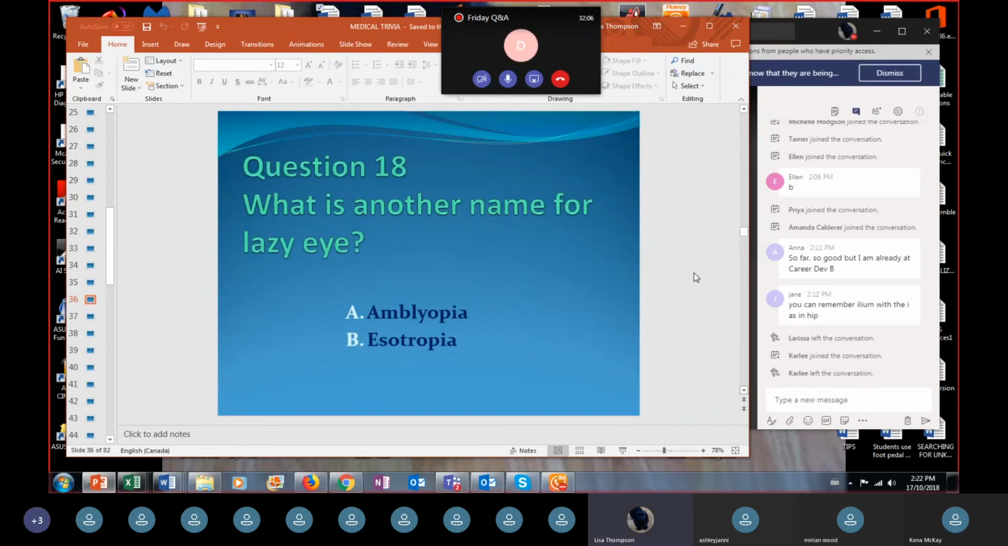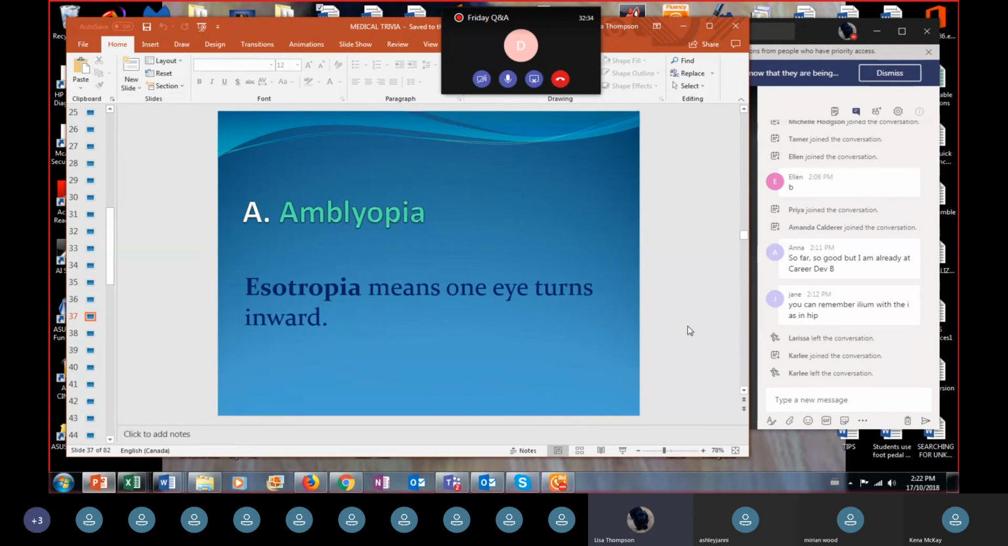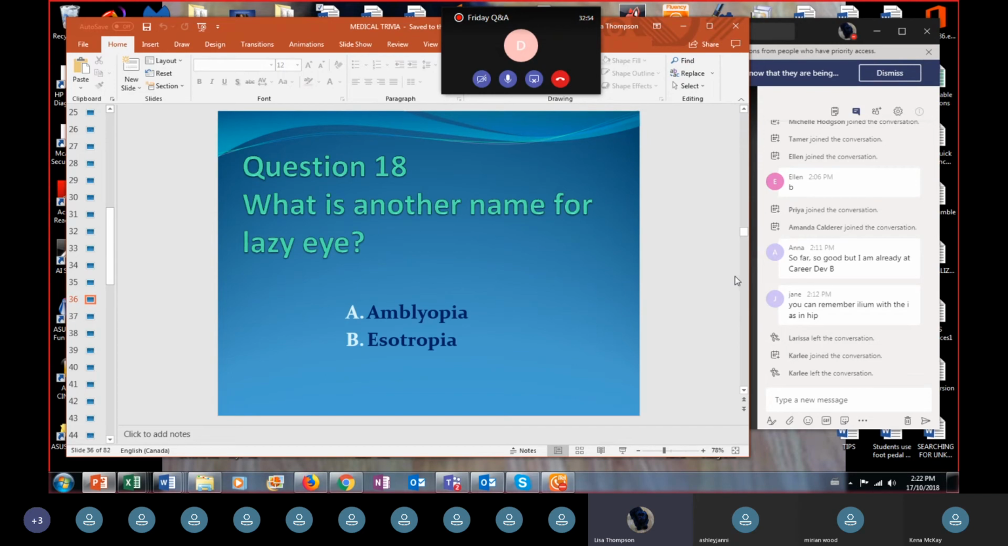Question 18. What is another name for lazy eye? Is it amblyopia or esotropia? The answer is A, amblyopia. Esotropia means one eye turns inward, and amblyopia is another name for lazy eye.